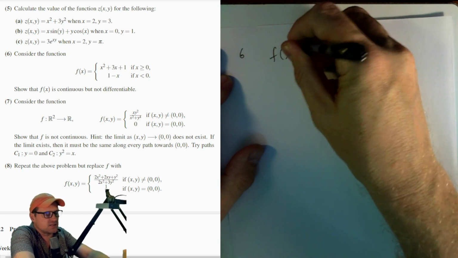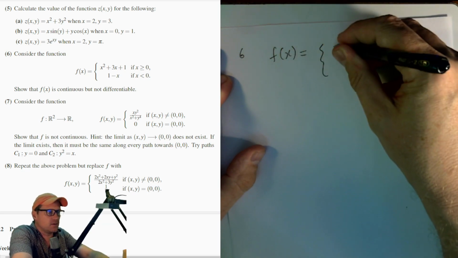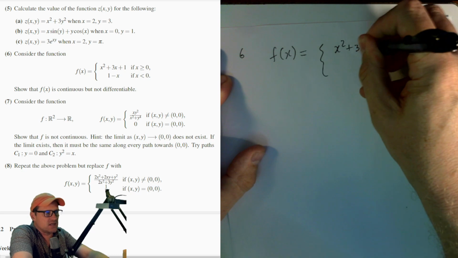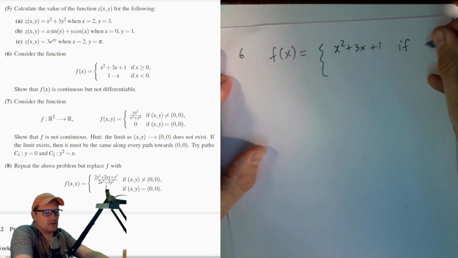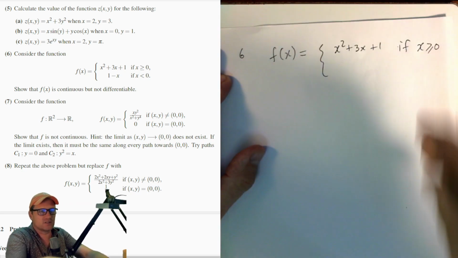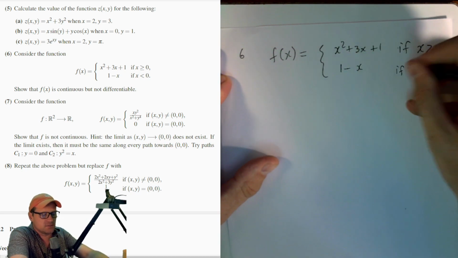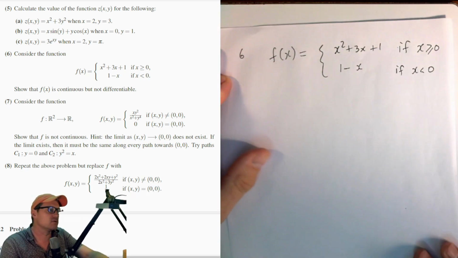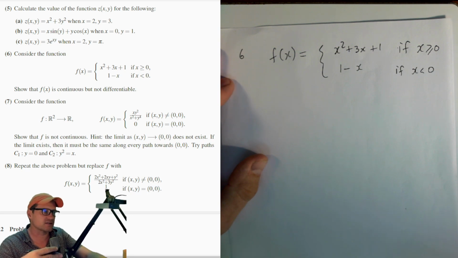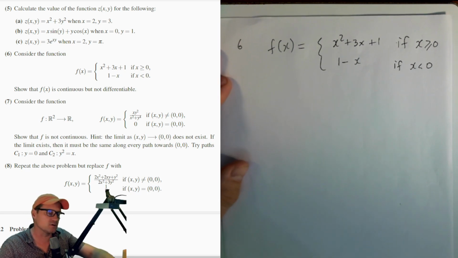Consider the piecewise function f(x) equals x squared plus 3x plus 1 if x is greater than or equal to 0, and it's 1 minus x otherwise, so if x is less than 0. Show that f(x) is continuous but not differentiable.